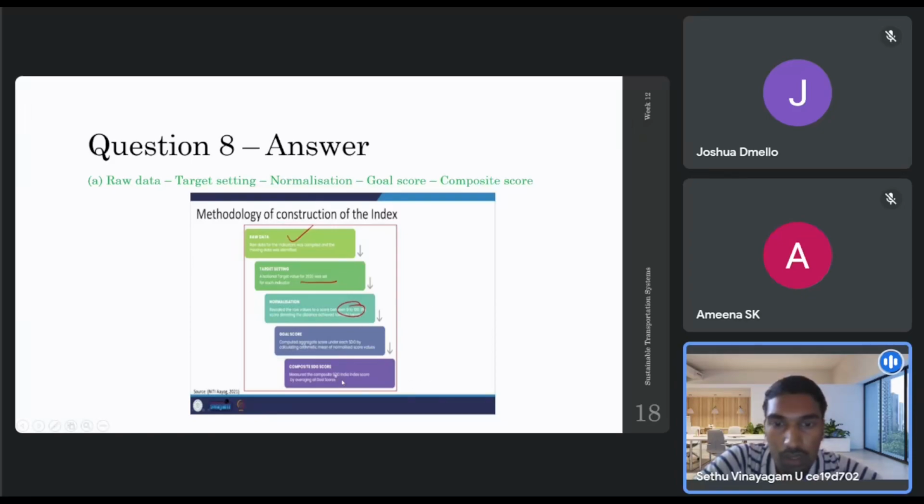And finally, we go for the composite score, right? This is our final SDG India index value. It is calculated by taking the average across all the goal scores. We had one score for each goal, and we take the average of all of them. That will be the final composite score, which is the index. So this is the correct order of constructing our index: raw data, followed by target setting, normalization, goal score, and composite score. That is given in option A, so A is the right answer.